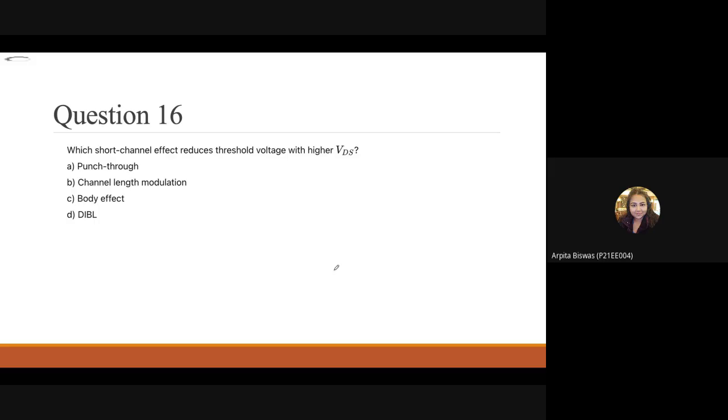Please at least try. Which short channel effect reduces the threshold voltage with higher VDS? This is the DIBL effect, drain induced barrier lowering. You can cross check it. If you have any doubt, then you can cross check it. Is it true or false? Okay. So the right option is option D.